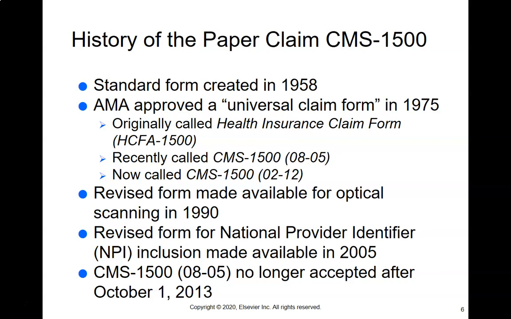The advantage of the standard format is that it expedites claims processing. Claim submission technology changed and new information was required on the claim form, so changes were necessary. The revised claim form was made available for optical scanning in 1990. A revised form for inclusion of the National Provider Identifier, the NPI, was made available in 2005. The CMS 1500 of August 2005 is no longer accepted after October 1st of 2013.